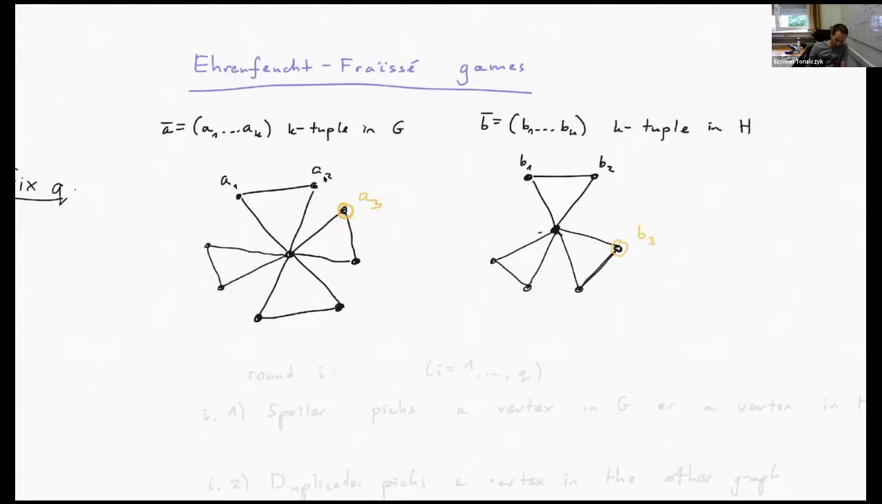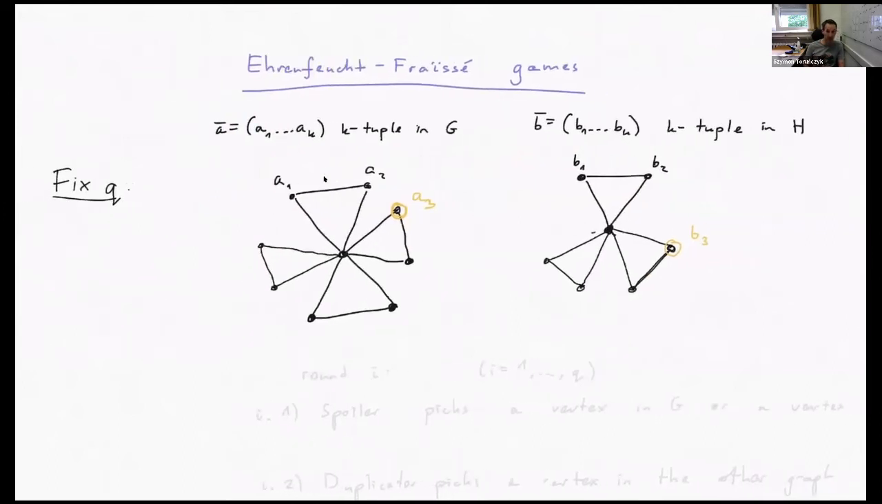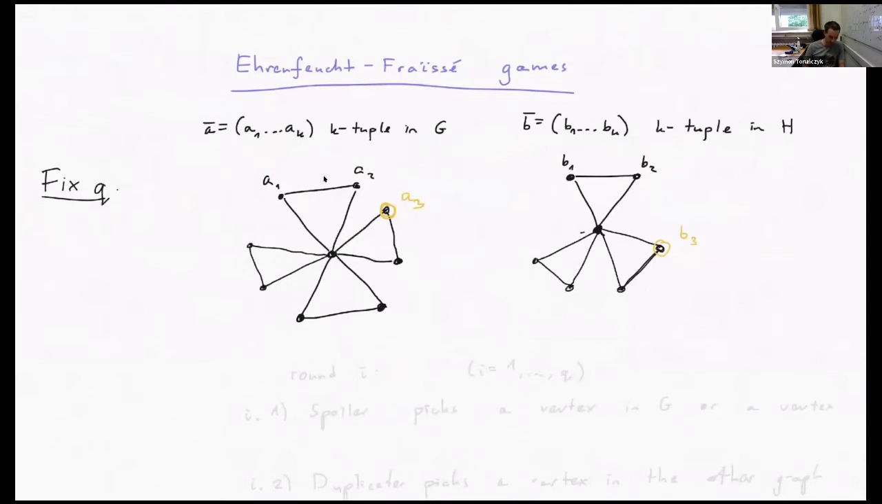And the property that his response needs to satisfy is that the three vertices which are marked in the left graph and the three vertices which are marked in the right graph need to have the same atomic type. So they need to satisfy exactly the same quantifier-free formulas, or in other words, those two structures induced by A1, A2, A3 and B1, B2, B3, those two subgraphs need to be isomorphic by an isomorphism which maps A1 to B1, A2 to B2, and A3 to B3. So spoiler picks a vertex in one graph, duplicator responds so that the two subgraphs are isomorphic, and the game continues for Q rounds, where Q is the quantifier rank we're interested in.